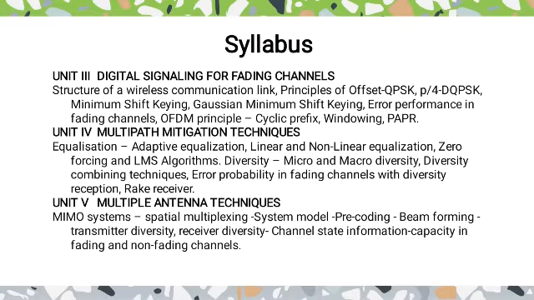In the third unit we are going to discuss digital signaling for fading channels. Here we discuss the wireless communication link and the principles of offset QPSK, minimum shift keying, Gaussian minimum shift keying, error performance in fading channels, and the OFDMA principle, cyclic prefix, windowing and PAPR. In the fourth unit we are going to discuss multipath mitigation techniques.